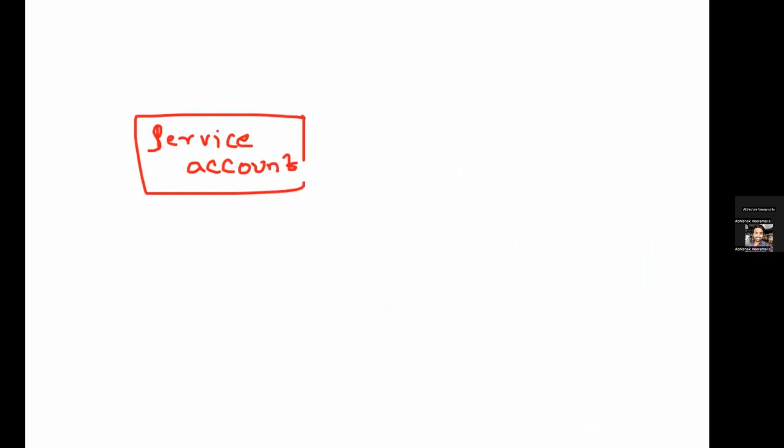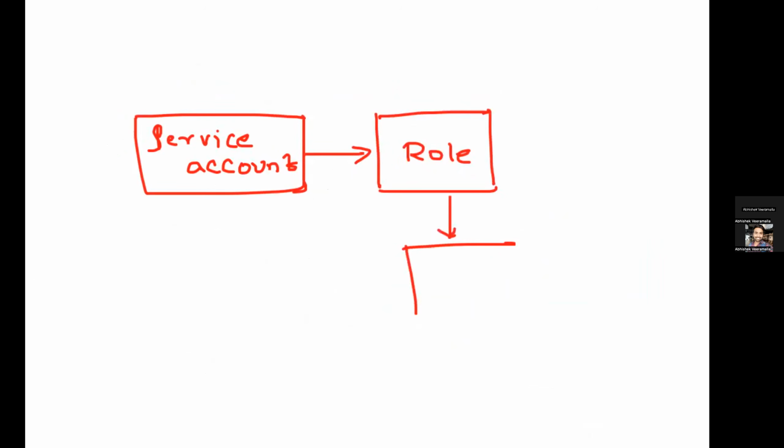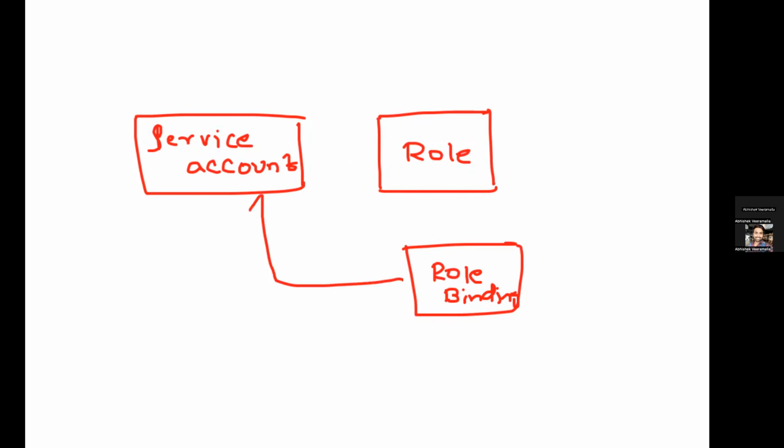Service account, consider it as user as well. Role and role binding. Actually, sorry, this arrow. So this is service account, this is role, and this is role binding. You will create a service account or a user, and you will create a role. Using this role binding, you will bind both of them together. So this is a very simple architecture.